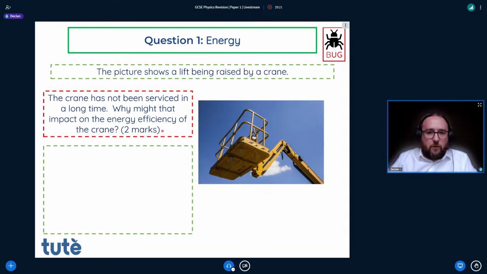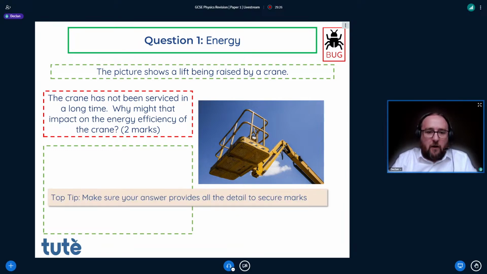So we've got 2 marks. So we need to BUG, remember? We need to look at how many marks we've got for this question, making sure your answer provides all the details to secure the marks. We're looking for at least 2 points for how the efficiency might be impacted. So my first thing, I'd be saying, if it's not been serviced, it's not going to be as efficient.